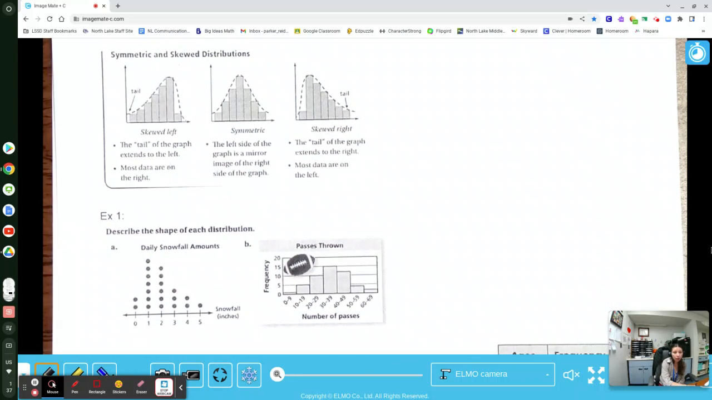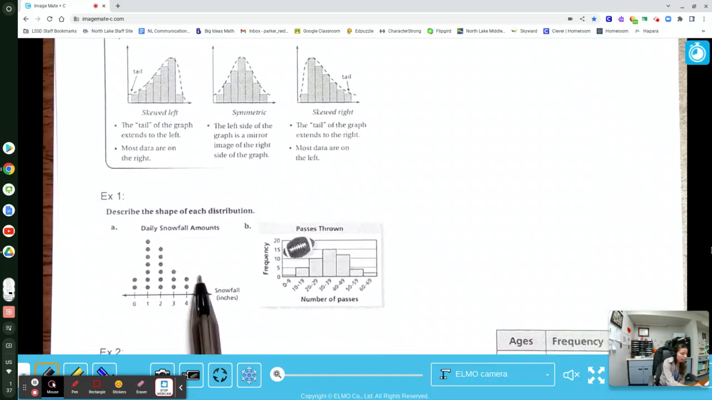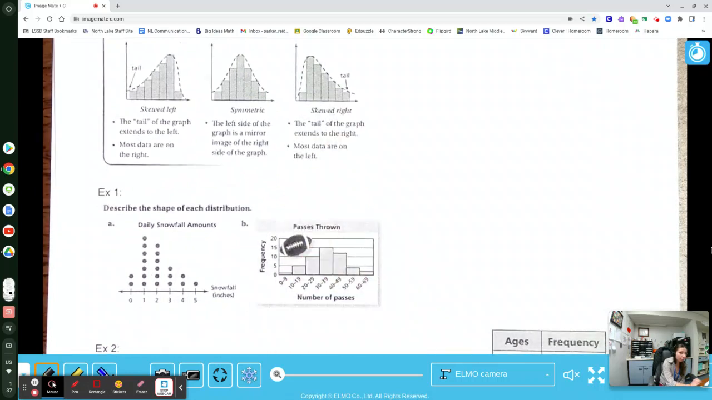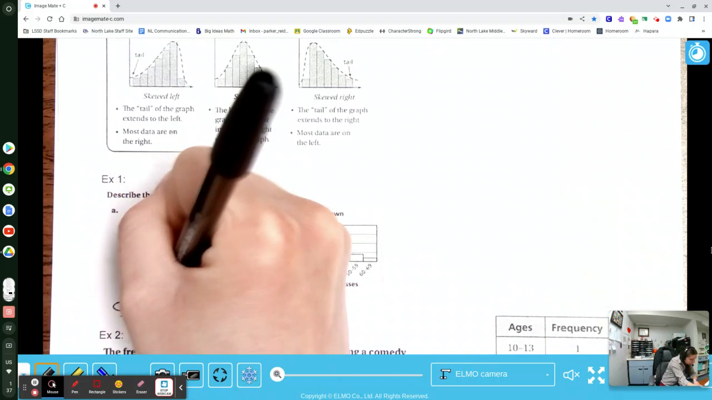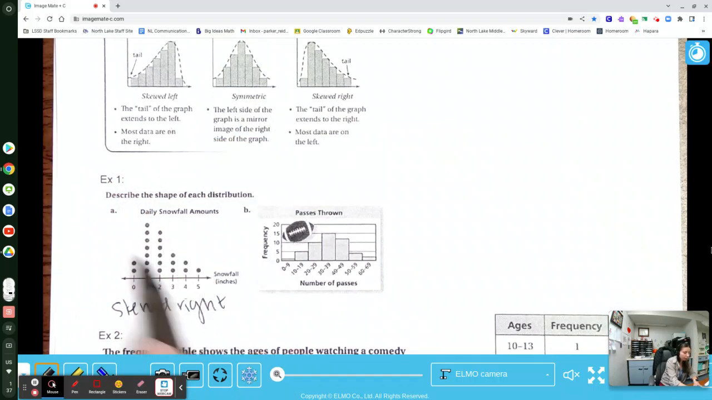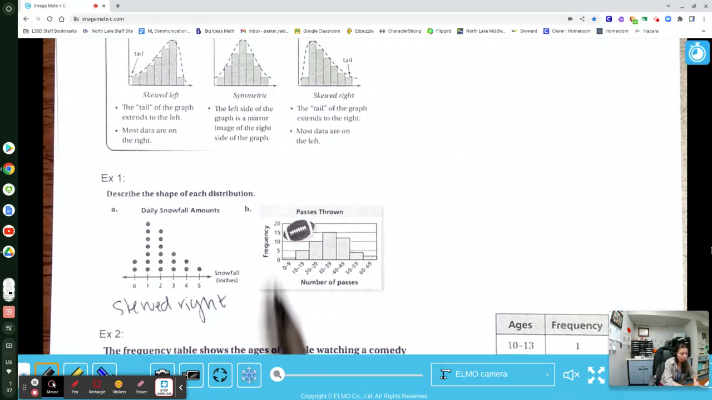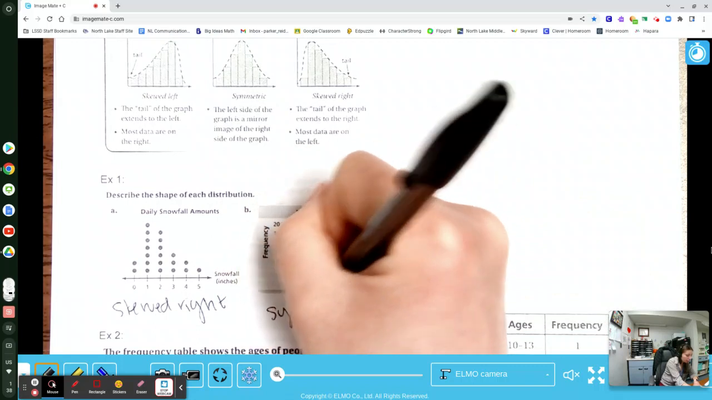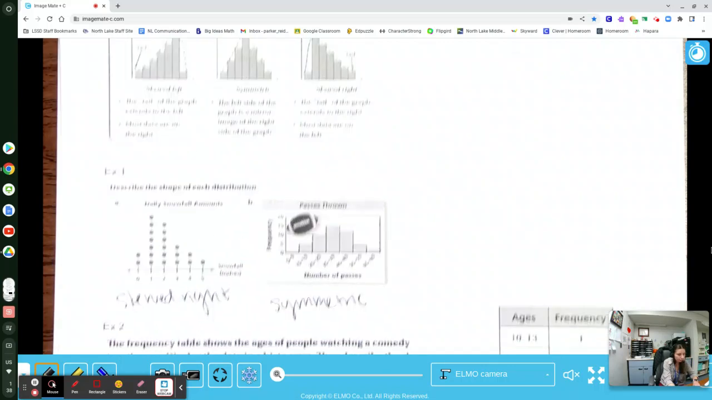So example 1, describe the shape of each distribution. Well, the first one, it has a tail to the right and most of the data on the left. That means it is skewed to the right. The tail's to the right, it's skewed to the right. And we can see it does match that picture well. If we follow the curve of that, it's very similar to this. And part B, this distribution actually looks pretty even on both sides, so I would call that a symmetric distribution. They're almost mirror images of each other. Not exactly, but pretty darn close.